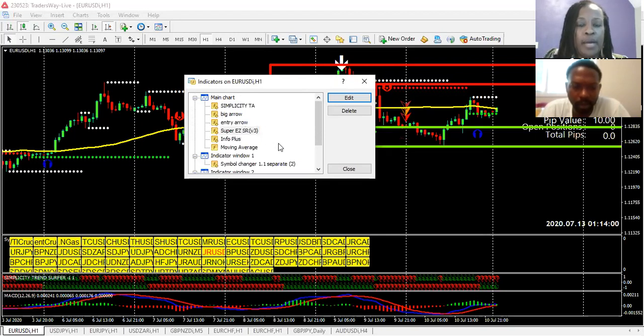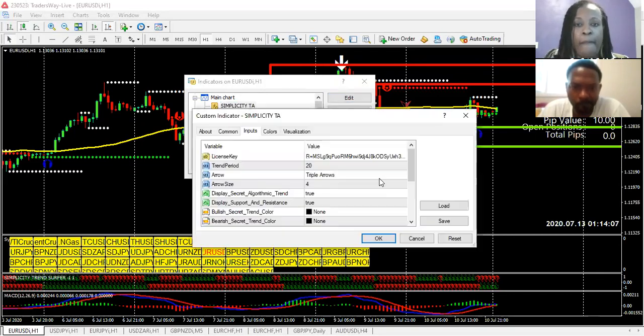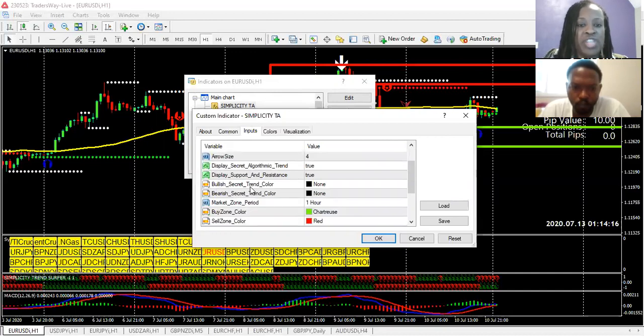Now, while I'm here, the simplicity chart, right? So now we want to go to your simplicity, go to edit. Now for simplicity, I keep it at the default period, which is 20. And then what I change is for the bullish secret trend color and the bearish secret trend color, I make that none. I don't want that on the chart. And then the market zone period, make that 1 hour.